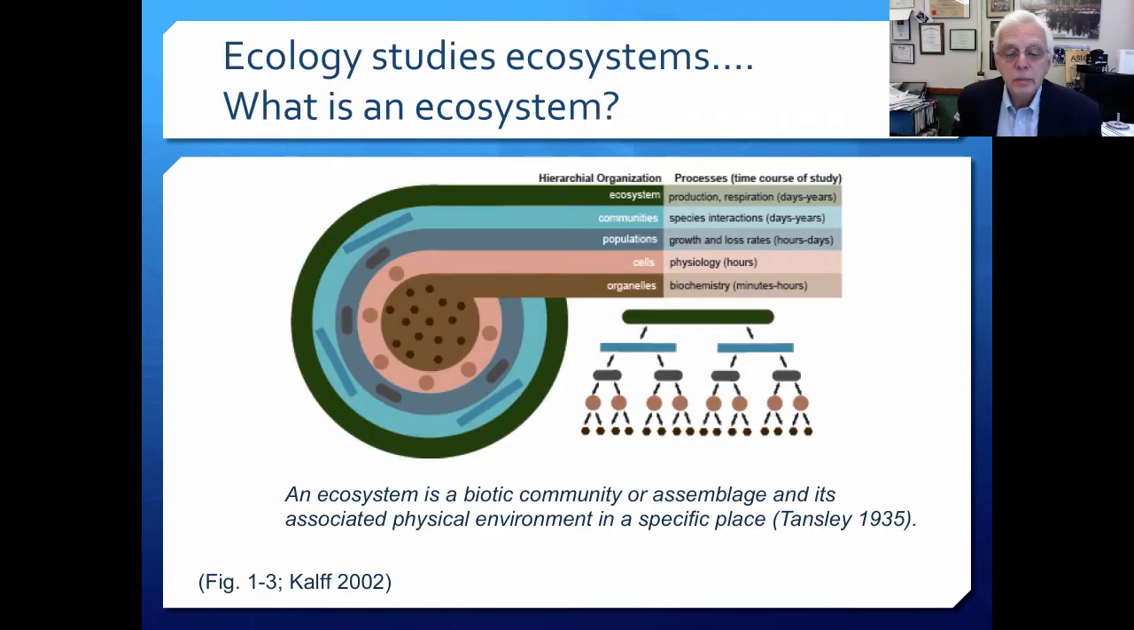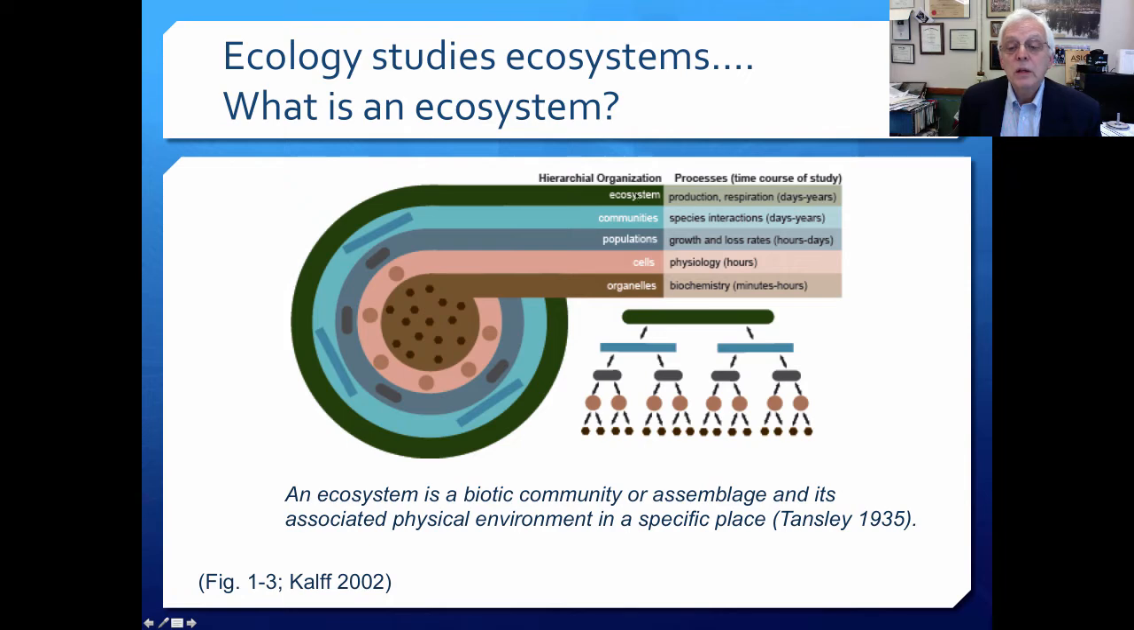So first to the ecosystem. Tansley defined an ecosystem as a biotic community or assemblage and its associated physical environment in a specific place. So the ecosystem, as shown in this graphic from the new version of the Limnology book, is that ecosystems are composed of communities, where communities are built from a variety of populations of individual species. Those species or those organisms within the populations are made of cells, and those cells are made up of organelles. There's a very strong hierarchy of effects, but the processes that are important and the time course over which we study them are very different.